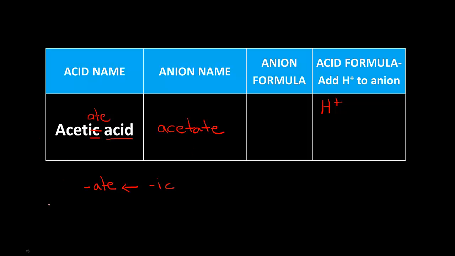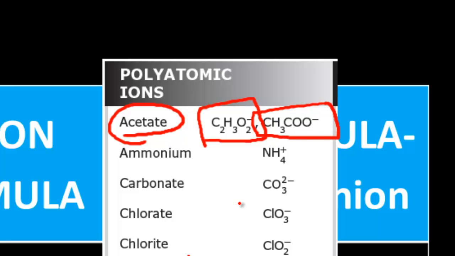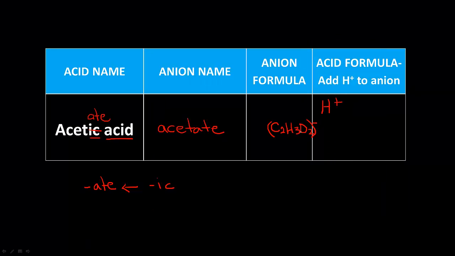It ends in ATE, which means we are going to find it on our polyatomic ions. So acetate is right up here. And there are 2 choices that we have here. You can choose either one. I'm going to choose this first one right here, C2H3O2 minus, because if you notice they're the same. These 2 oxygens right here, it's an O2. Now I'm going to put these in parentheses because that's what I want you guys to do. This is our anion formula.